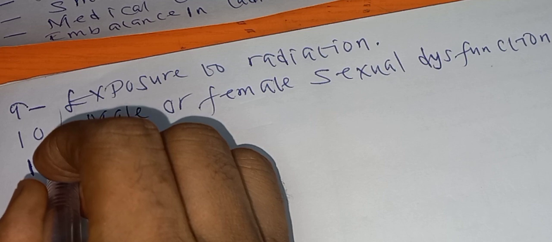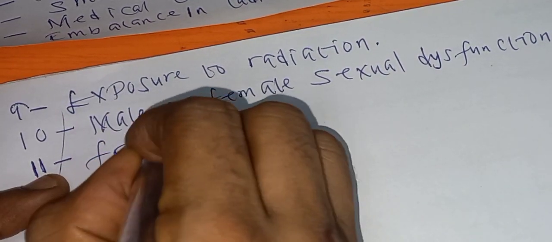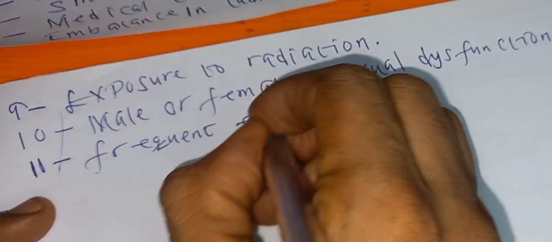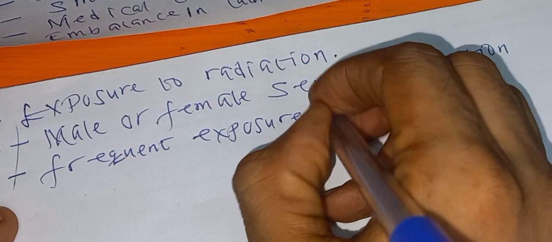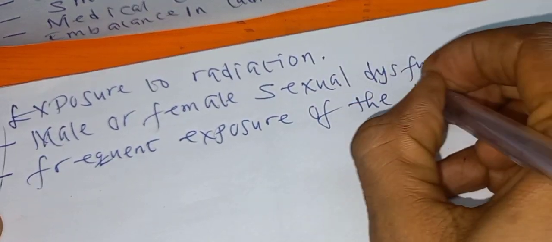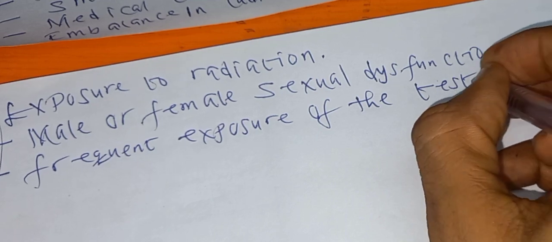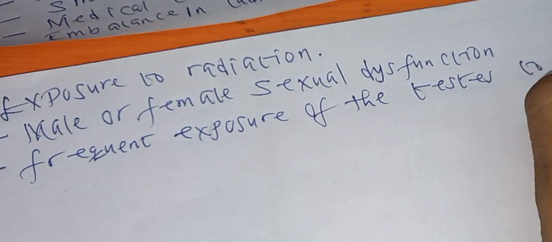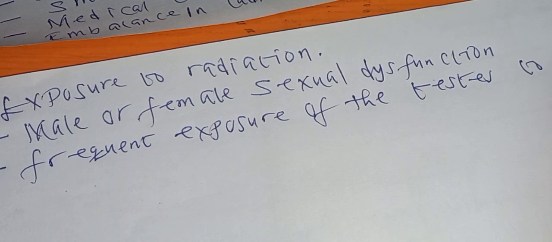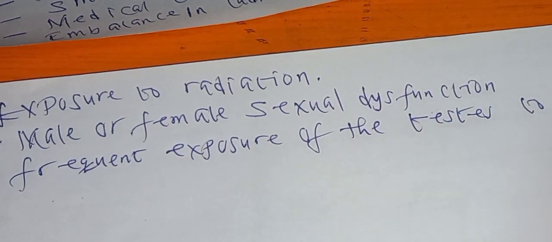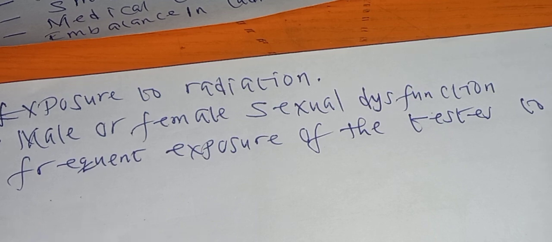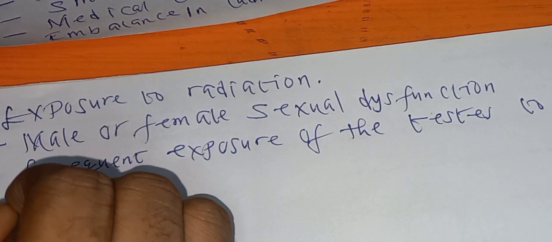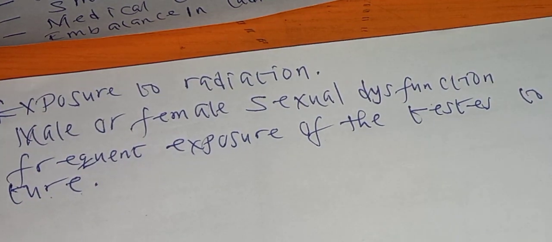Number 11 major cause of infertility: frequent exposure of the testes to high temperature. This may also cause infertility. Frequent exposure to high temperature can cause infertility too.